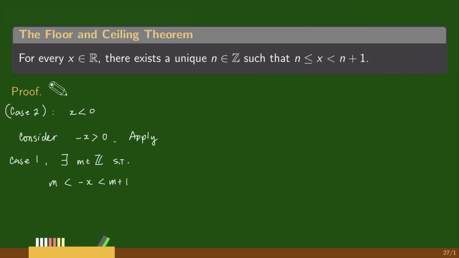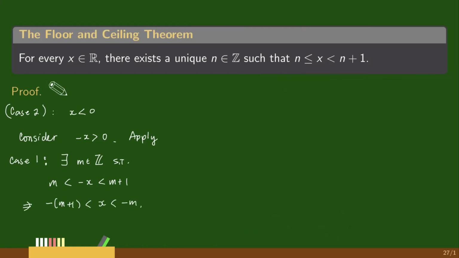There are integers m and m plus 1 that sandwich minus x in between. Correct? Tama ba yan? Ganyan yan. Pag in-apply ko yung case 1, may makikuha kang m at m plus 1 na magsa-sandwich sa minus x sa gitna. Kasi si minus x ay positive. Ang gagawin nyo lang, all you have to do is to multiply negative 1 on both sides. Ito yung mangyayari. Babaligtad yung inequality, syempre.